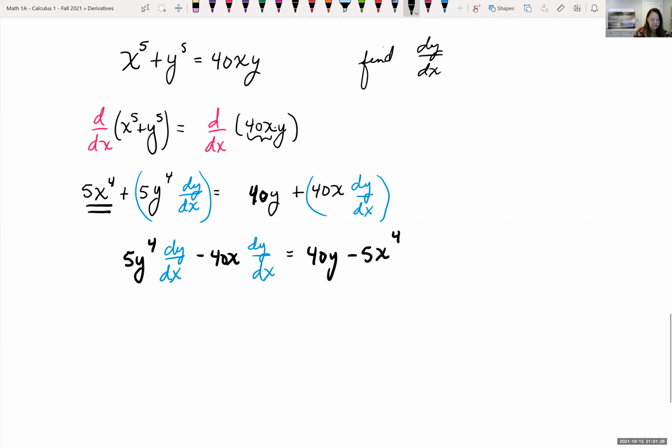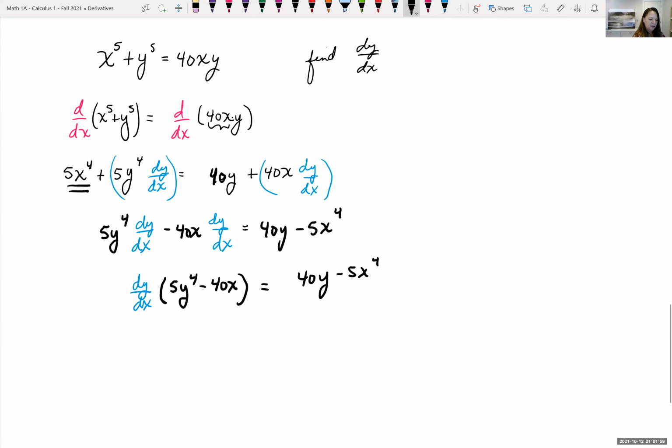So this would be minus 5x to the fourth on this side. And now we can factor out dy dx. So dy dx all times 5y to the fourth minus 40x is equal to 40y minus 5x to the fourth. If we divide both sides by what we have inside the parentheses, we would get dy dx by itself. And that was the whole thing that we wanted.